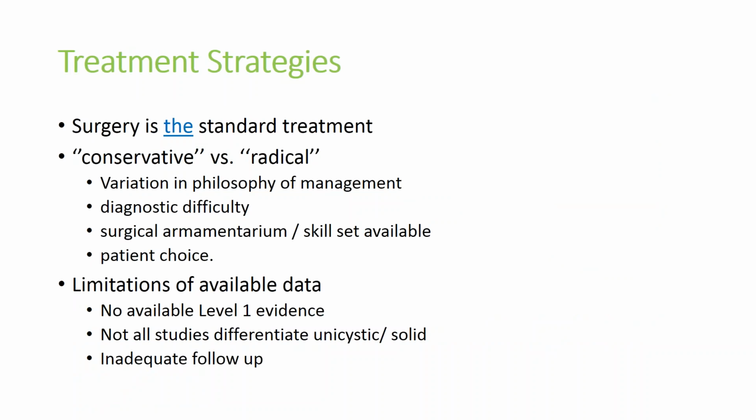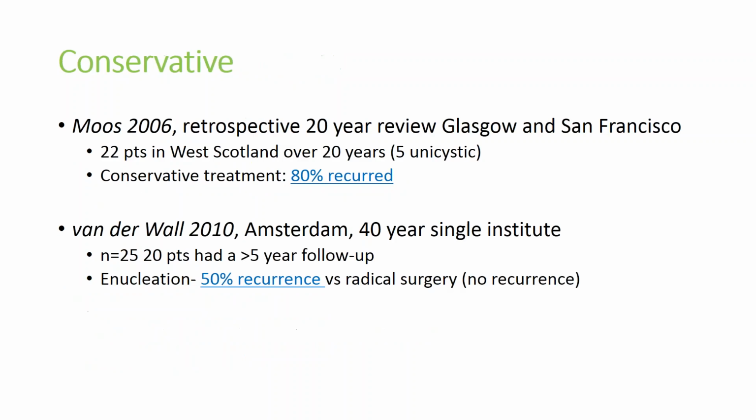Treatment strategy: surgery is the main treatment. There is not much role of conservative treatment apart from the unicystic type 1 and type 2, as we talked about, but it all depends on where in the world you are, what age you are, what your philosophy of treatment is, and hence there is a lack of level 1 evidence. So conservative versus radical: Glasgow, 2006, big recurrence for conservative. Amsterdam, 50% recurrence versus radical, no recurrence.